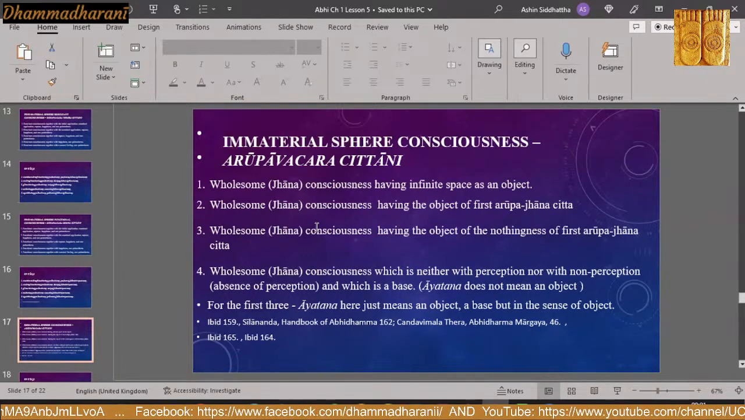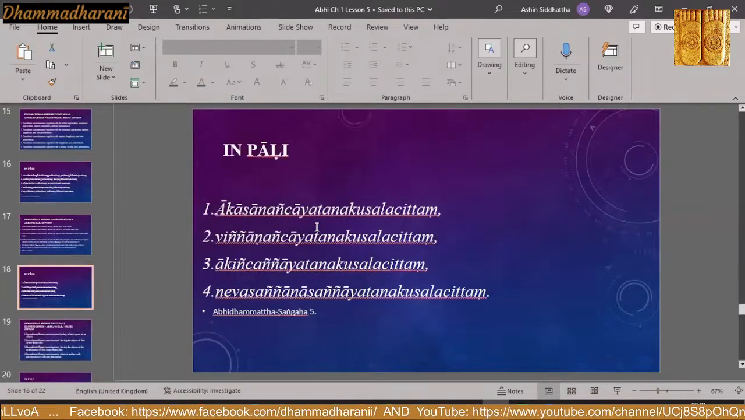Just for your learning, in Pali we call it ayatana. For all the citta, we have the term ayatana. For the first three, ayatana means object. But for the fourth one, ayatana means the base, not the object. This is extra knowledge. So just now, pay attention to the Pali terms. In the first chapter, you just have to learn the names and the classification: Kusala, Akusala, Vipaka. Those are the main things you should know in chapter 1.